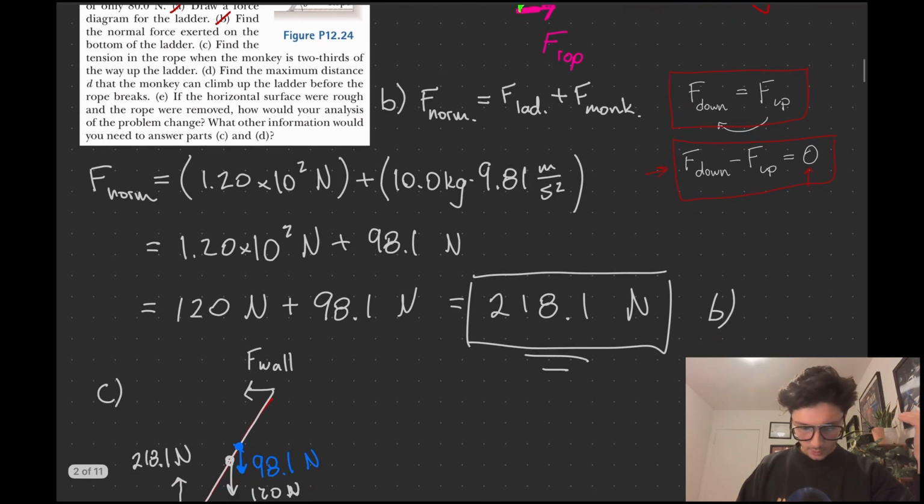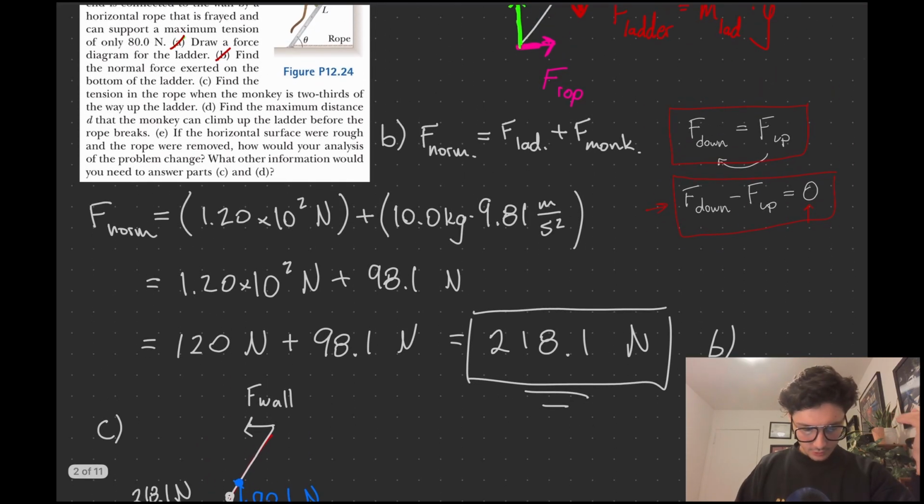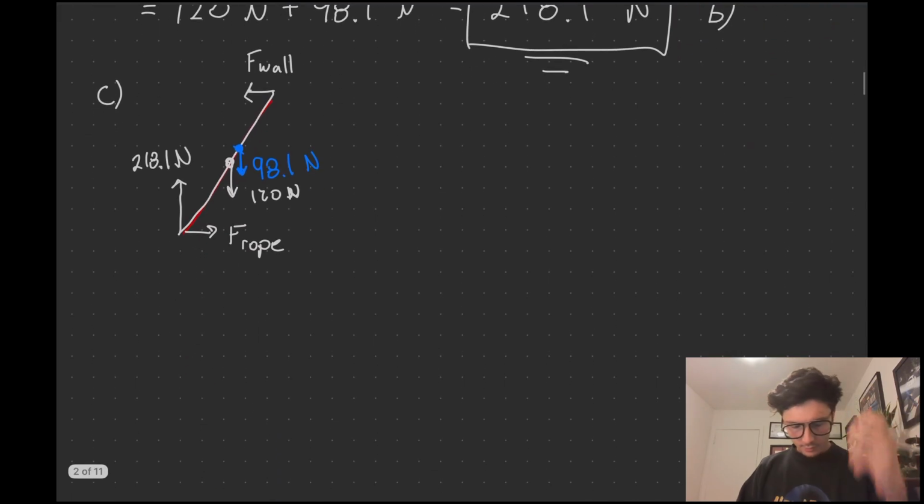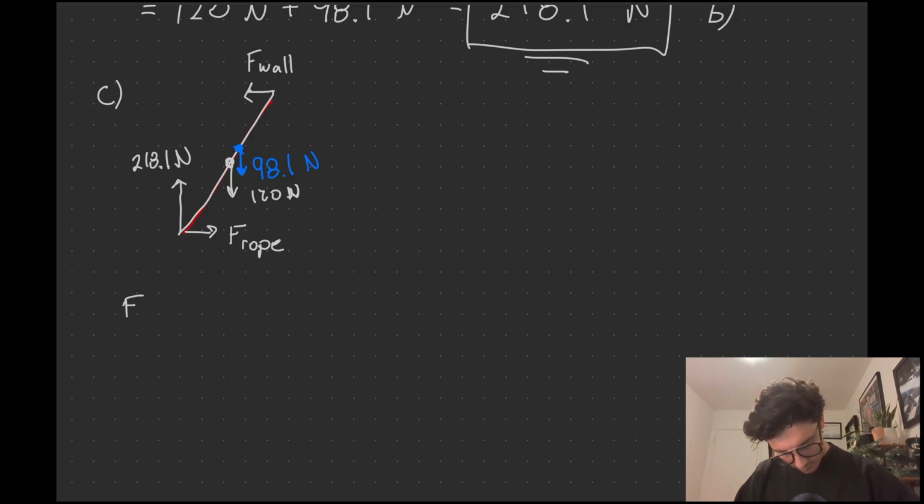Anyway, we're going to keep zooming. Find the tension in the rope when the monkey is 2/3 up the ladder. So how do we find the tension in the rope? The tension in the rope is literally F rope. How do we find this? Well, Newton's third law says every action has an equal and opposite reaction, and this system is in equilibrium. So it seems like it's literally going to be equal to F wall.